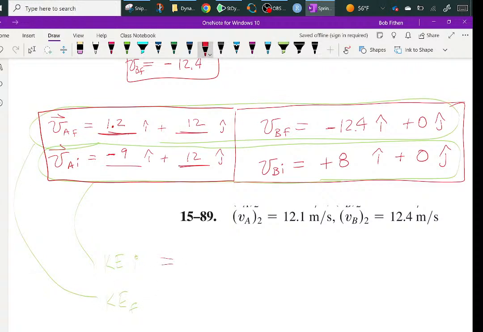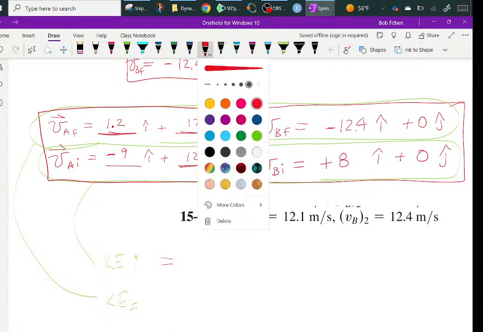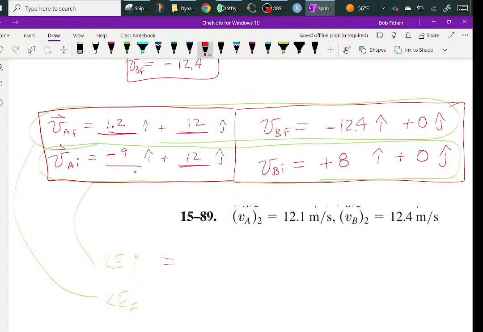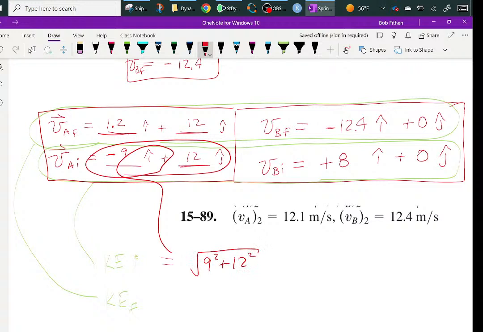And yeah, this is still coming. I'll make it big. So the kinetic energy initial is, okay, it's the bottom row. So it's actually, if I look at this speed right here, yeah, I could say 9 squared plus 12 squared square root. That's the speed. Okay, I need space right here. But if you look at that, that should be 15. And let's see, because that was the initial speed. And that's what that is.